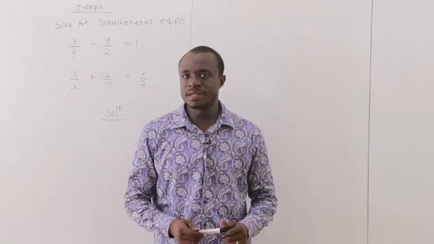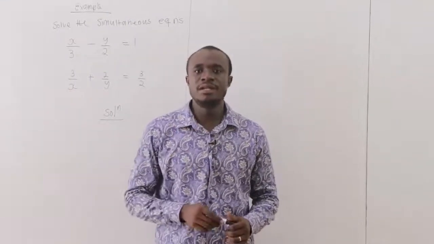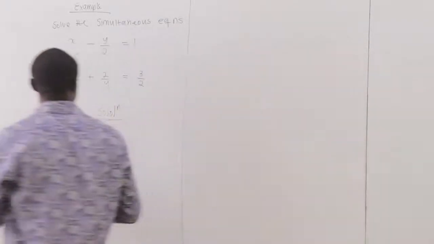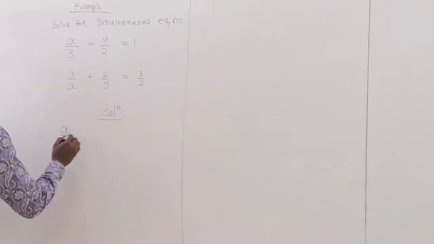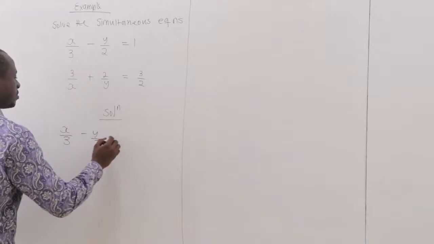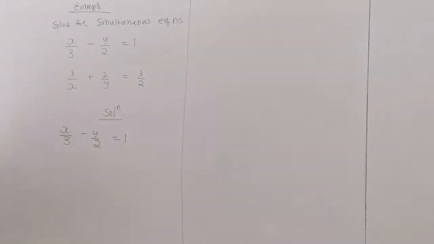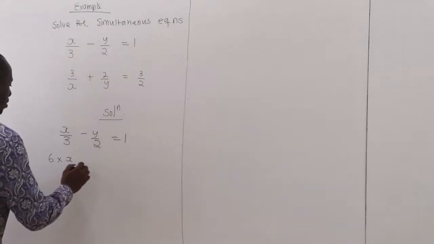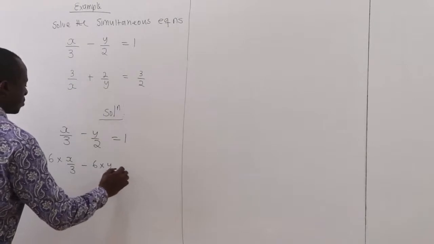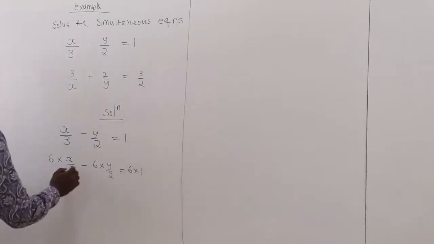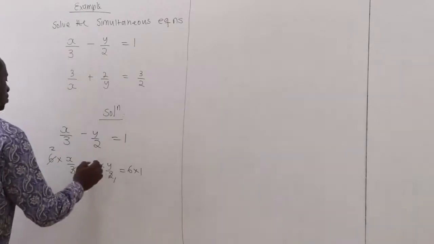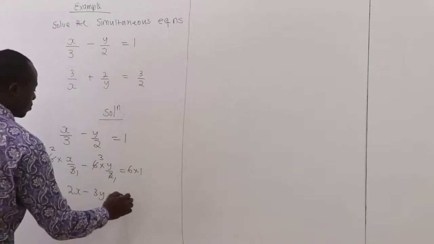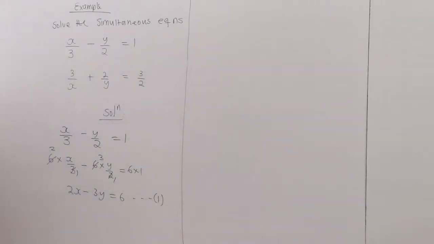Now let's consider this example. Pause the video and then solve it. After that, you compare the answer with what I will get. Now let's see the first one we have. That is x over 3 minus y over 2 equal to 1. What is the LCM? The LCM is 6. So clearly, what do you have? 6 times x over 3, 6 times y over 2, and then you have 6 times 1. So you have 2x minus 3y equal to 6. Let's see, this is equation 1.